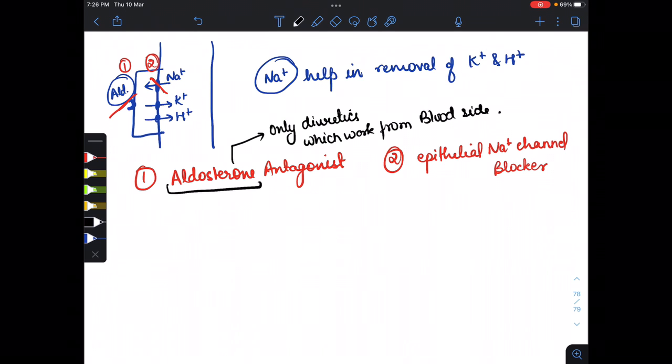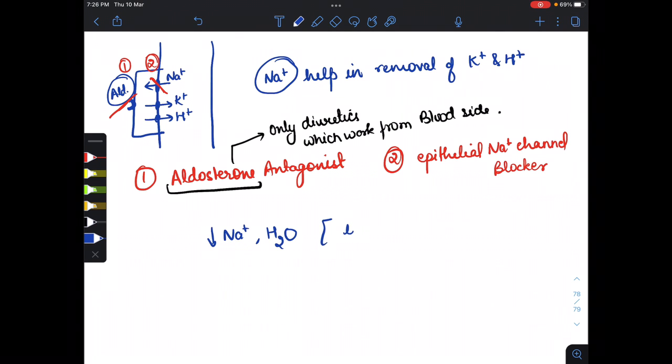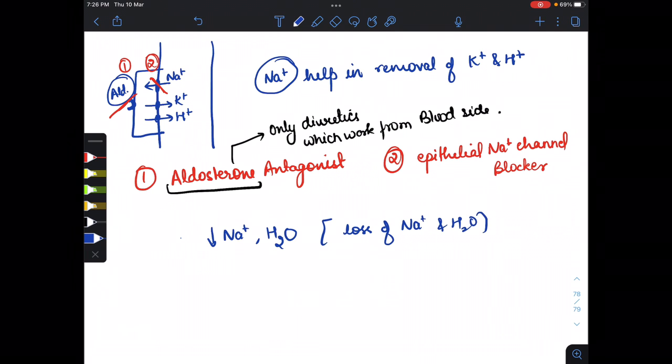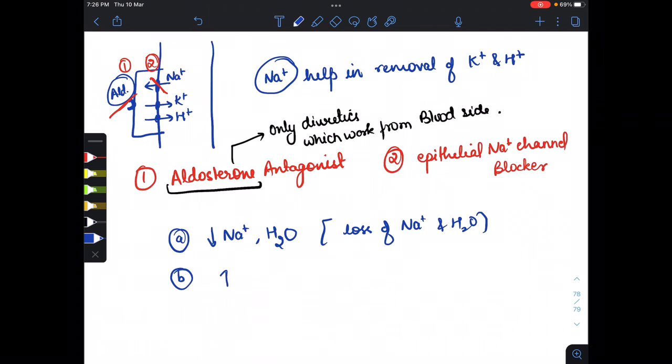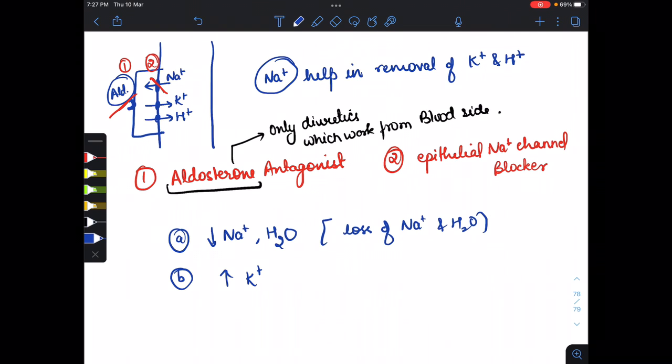If the aldosterone antagonist or the epithelial sodium channel blocker is there, then there is a decrease of sodium and water in the blood, meaning there is loss of sodium and water. Second, there is an increase of potassium. That's why these diuretics are known as potassium sparing diuretics, because all the other diuretics decrease the potassium level. But these are the potassium sparing diuretics, because potassium is retained in the blood.